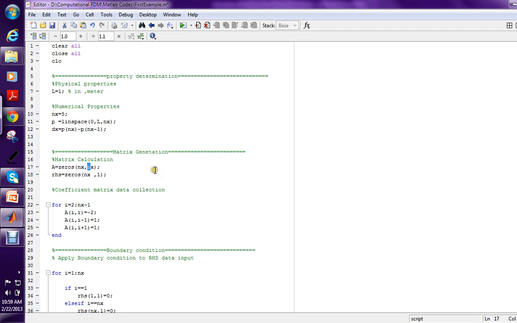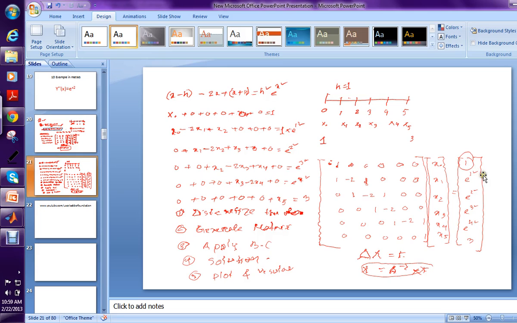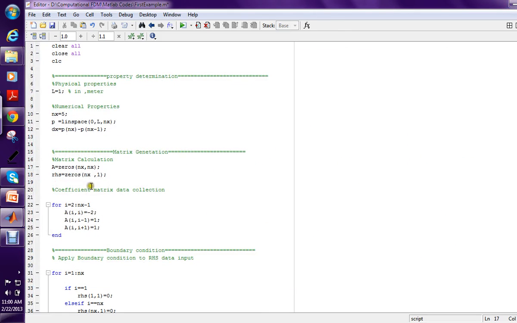Okay, so RS is the right hand side. What do we know? We know the right hand side is x square into e to the power x square. Initially we generated all the values as 0, right? RS is equal to zeros. So initially all these values are 0. Okay, so this is the matrix generation, our required matrix, and we will get the other matrix.